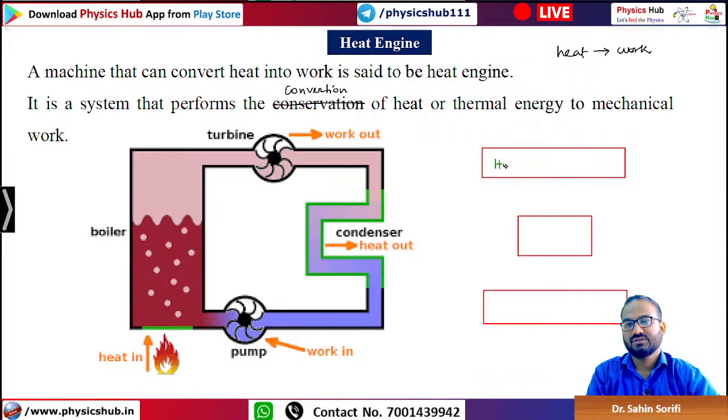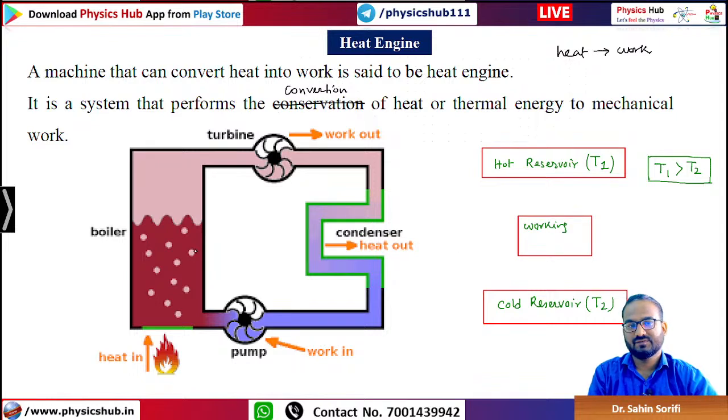We have this hot reservoir, which is maintained at some temperature T1, and we have a cold reservoir, which is maintained at some temperature, let's say T2. So, hot reservoir and cold reservoir, so obviously this T1 must be greater than T2. This thing you need to keep in mind, and this is the working agent, maybe steam. Here you can say it is taken to be steam. So, the working substance.